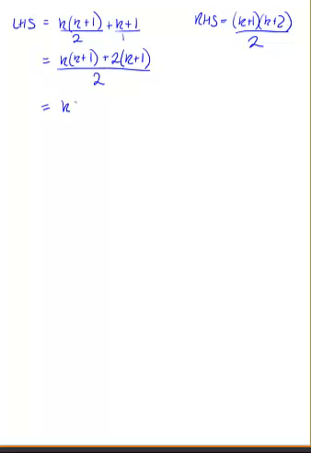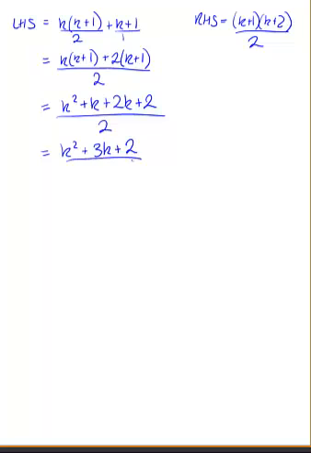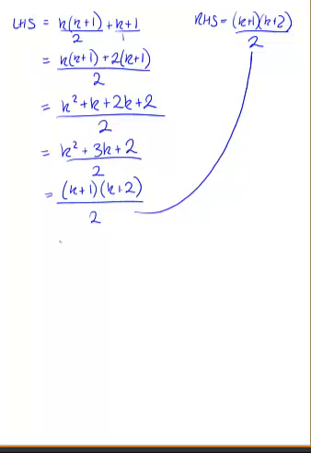Let's expand our brackets. k squared plus k plus 2k plus 2 all over 2. Simplify: k squared plus 3k plus 2 all over 2. I can now factorise that top to be k plus 1, k plus 2 all over 2, which lo and behold equals my right hand side. So therefore Mk plus 1 is true given Mk is true.